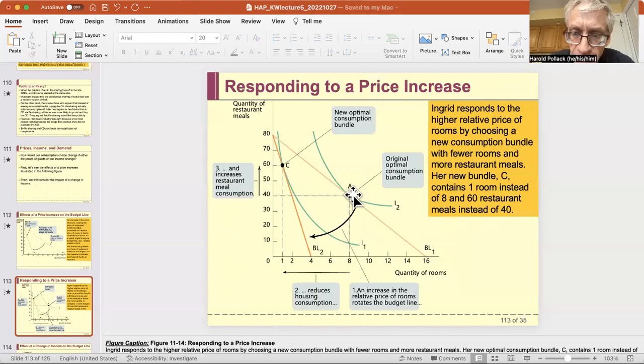Now, how are people going to respond to that price increase? First of all, they're going to be in a lower indifference curve. I can't reach I2 anymore because rooms are so expensive. So I'm going to end up at some point that's way up here, that's just got way more meals and way less rooms, because the price is so different.